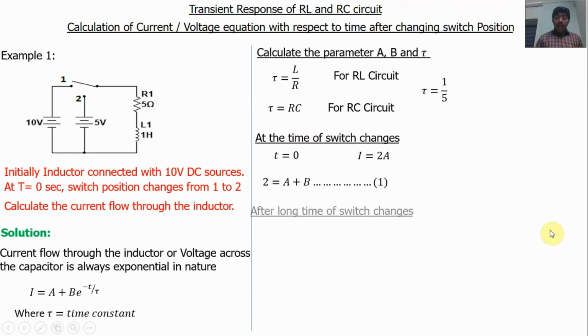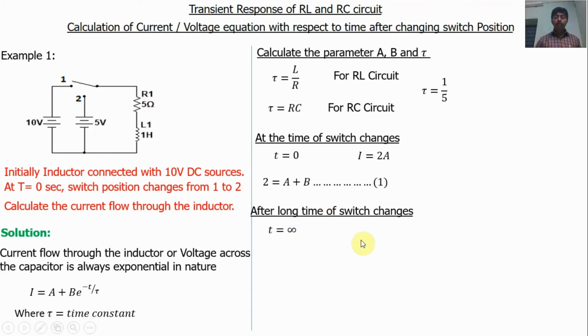Next, after a long time of switch changes, the switch changes from 1 to 2. After a long time of switch changes, at steady state condition, the inductor acts as a short, so the current flow is equal to V by R. So V is equal to 5 volt, R is equal to 5 ohm, so I is equal to 1 amp. So t is equal to infinite. T is equal to infinite means a long time.